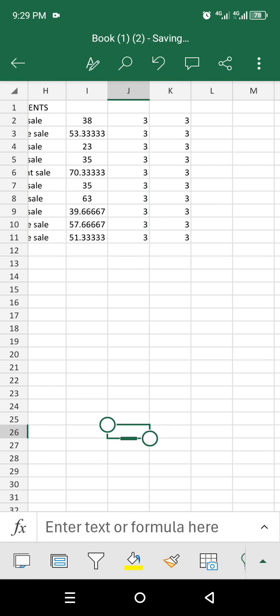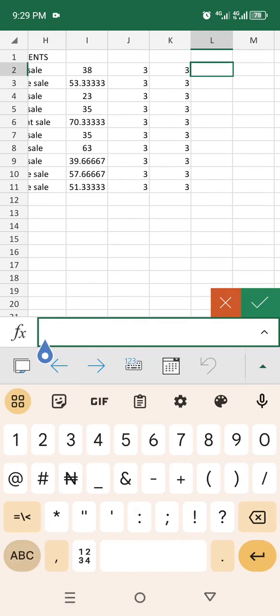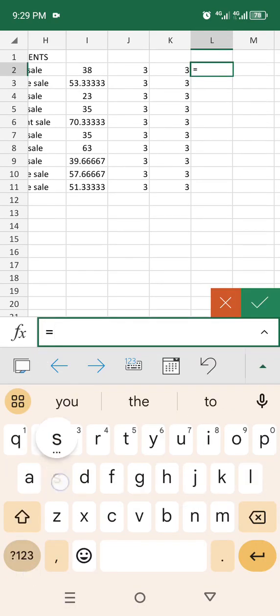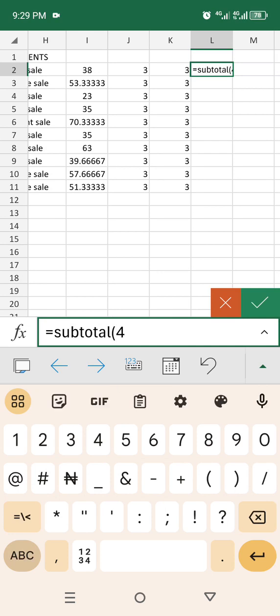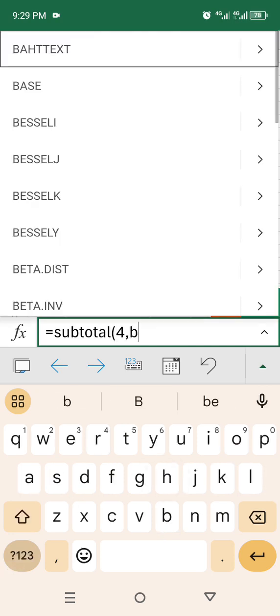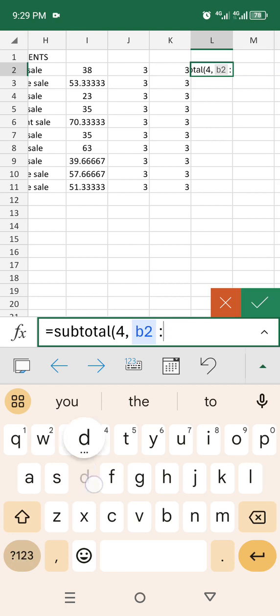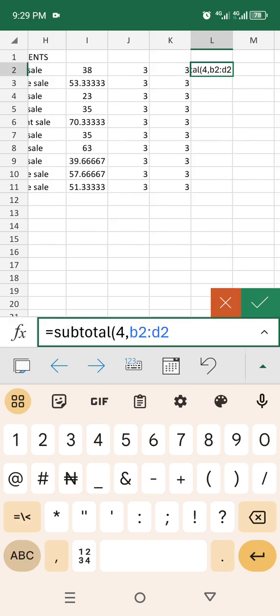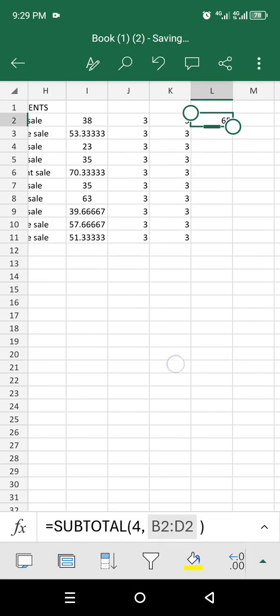Does it mean using 2 and 3 will give us the same value? Well, we'll get to know that later, but let us finish our work first. We'll revisit these two and know the difference. They are not the same. Let's proceed. If I type the same formula again, equal to subtotal, and at this time I use 4, comma, B2 ratio D2, and close it. Wow, you see this one different.